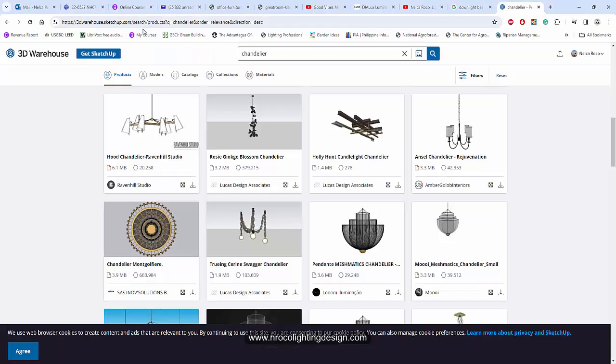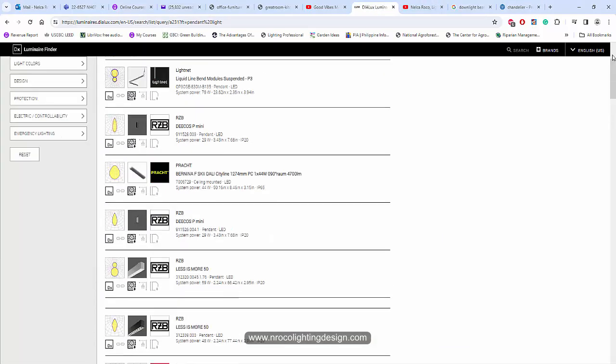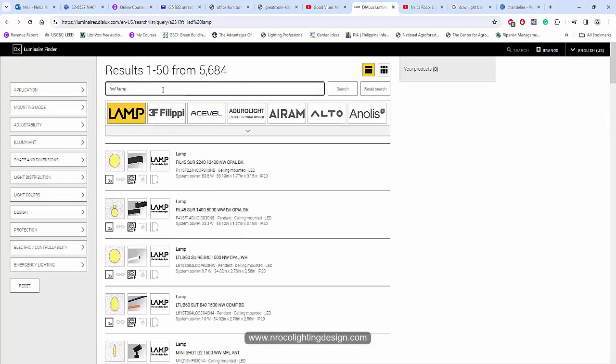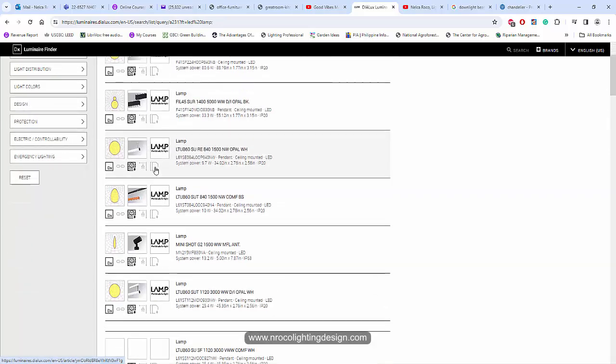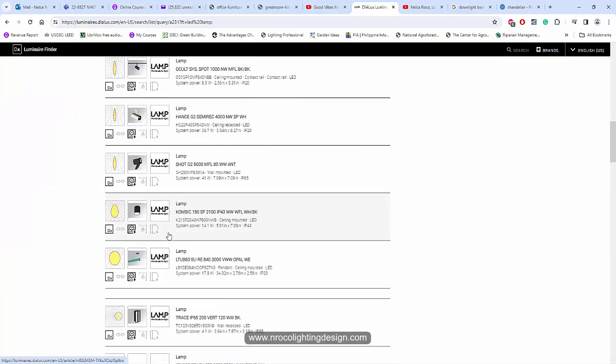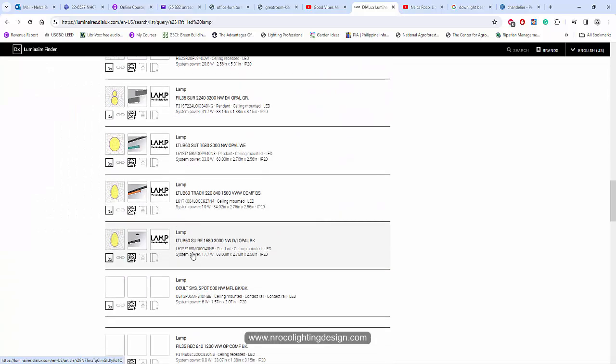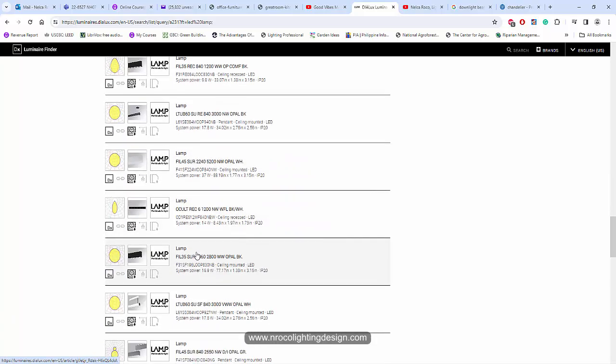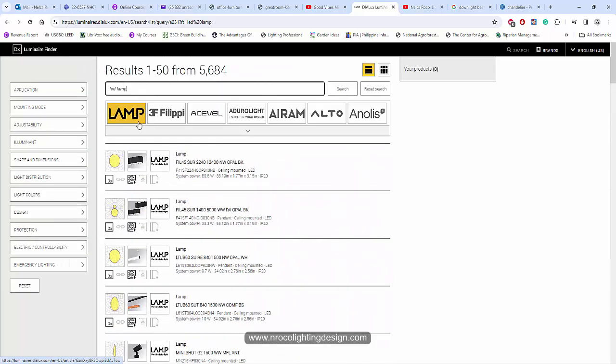So when you type, for example, LED lamp, even if you type LED lamp, Loom search will give you some crazy results. It's not the lamp that I am looking for. I want the bare lamp. So what I'm going to do is maybe change the name to LED bulb.